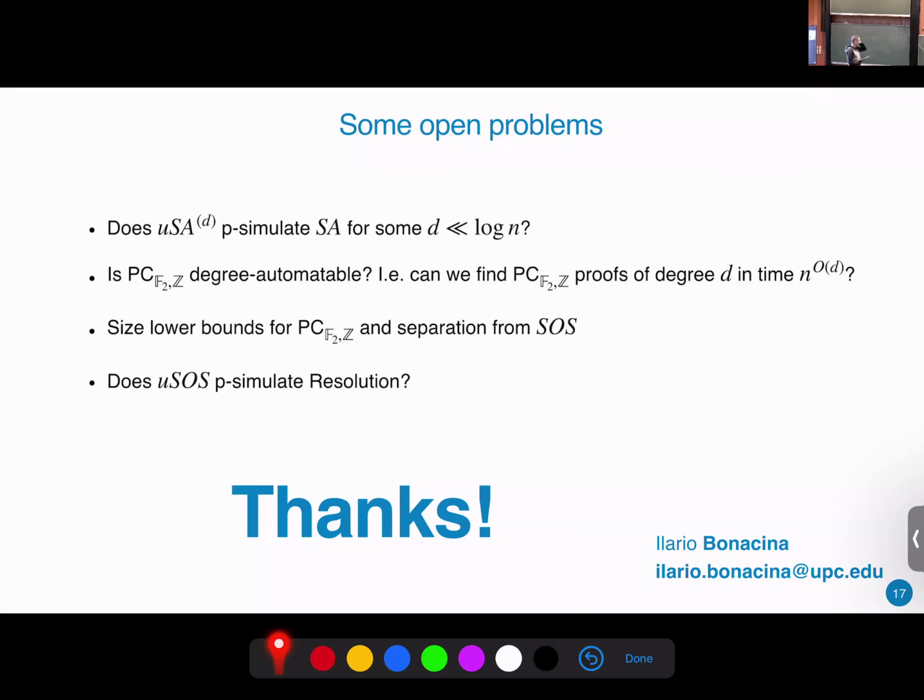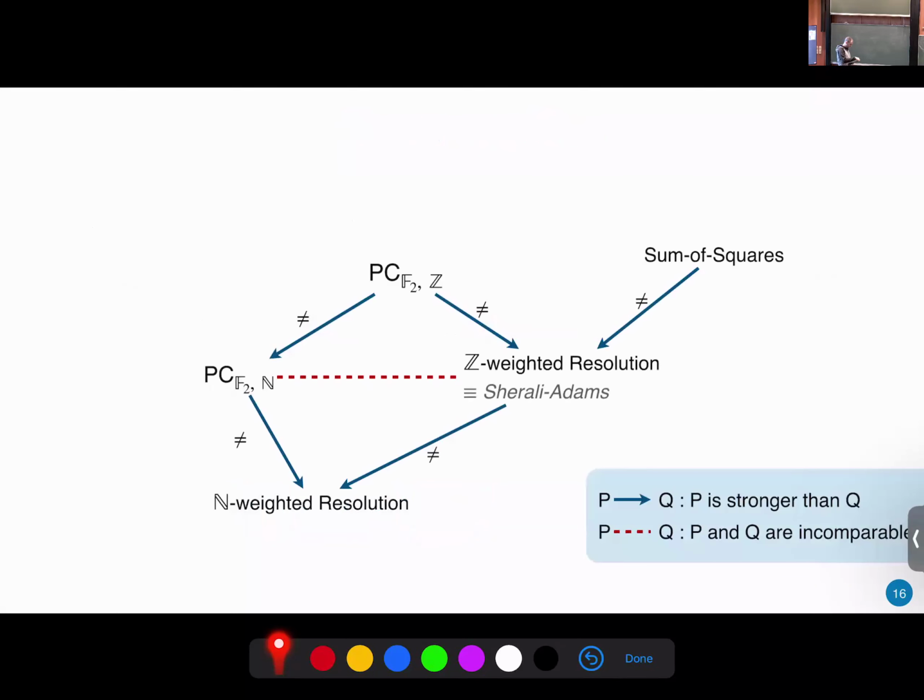Okay, so what about this polynomial calculus that I defined? There are a lot of questions about it. The first one is, we gave a procedure for completeness, but it's not in a reasonable degree. So is the system degree automatable? Can we find proofs in this system of degree d in time n to the d? That is not obvious, but both of these systems, Sherali-Adams and polynomial calculus over F2, which correspond to Gröbner basis and linear programming, are degree automatable, so perhaps some merge of the two paradigms will automate this thing.